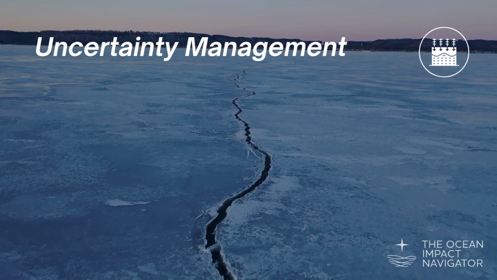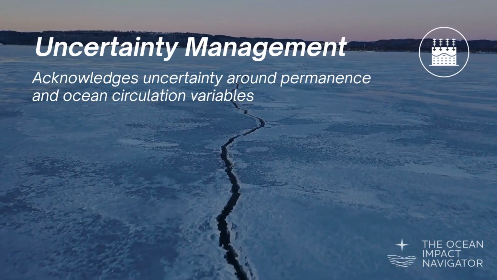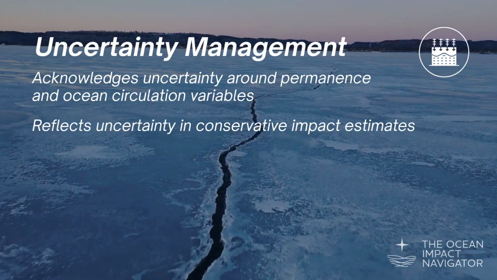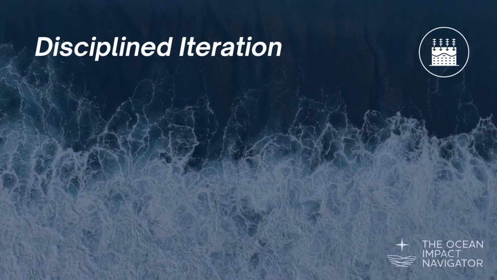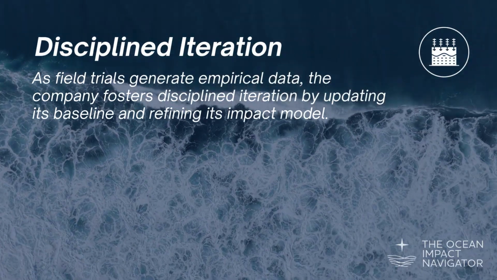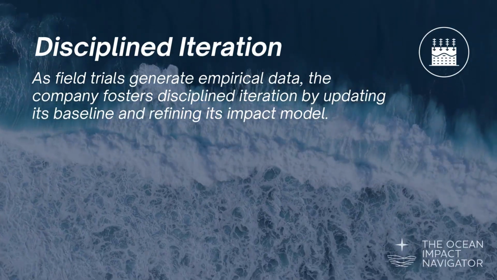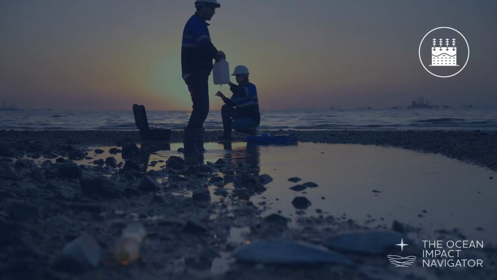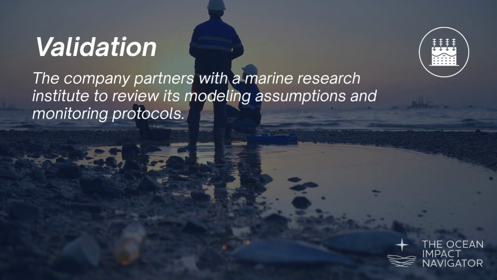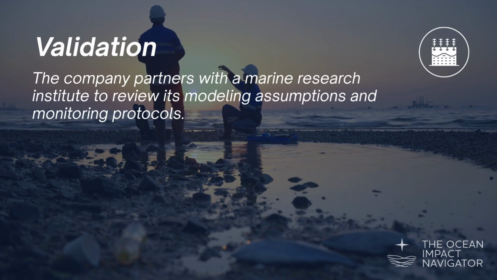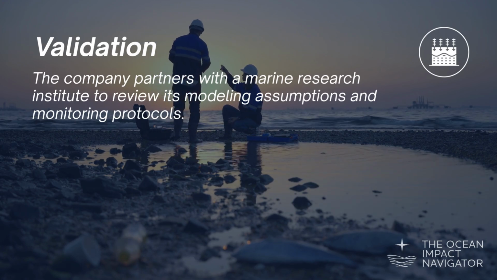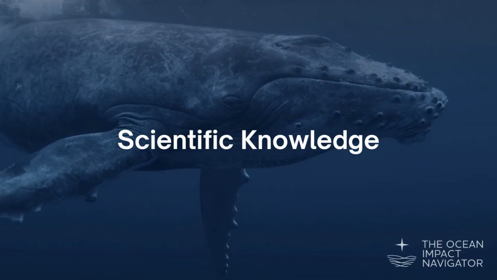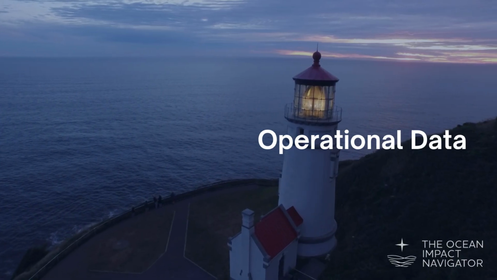Under uncertainty management, the company acknowledges uncertainty around permanence and ocean circulation variables, and reflects this uncertainty in conservative impact estimates. Over time, as field trials generate empirical data, the company fosters disciplined iteration by updating its baseline and refining its impact model. To strengthen validation, the company partners with a marine research institute to review its modeling assumptions and monitoring protocols. Through this approach, the organization maintains credibility even while scientific knowledge and operational data mature.